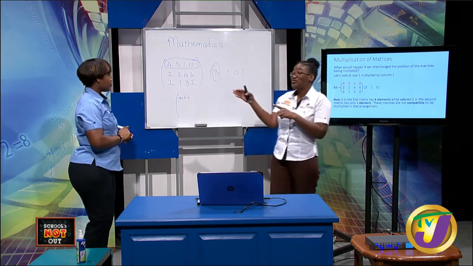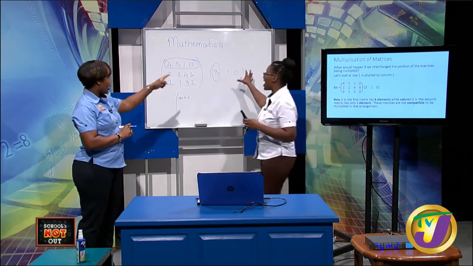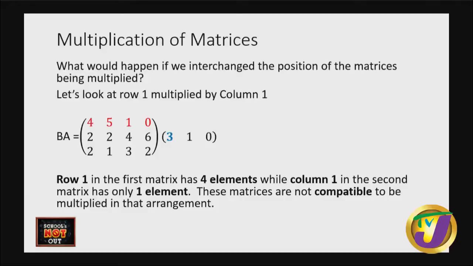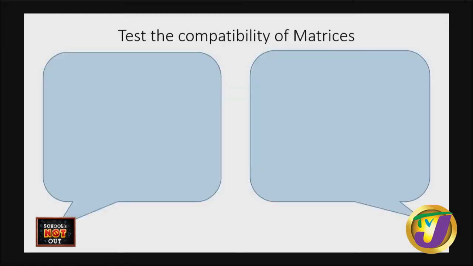Because we would have used them earlier where we had A first, A being the multiplier, and B being the multiplicand. And it worked. So they are not compatible to be multiplied in this arrangement. So it means, therefore, that we can do some testing. When you're multiplying matrices, you can test for compatibility.